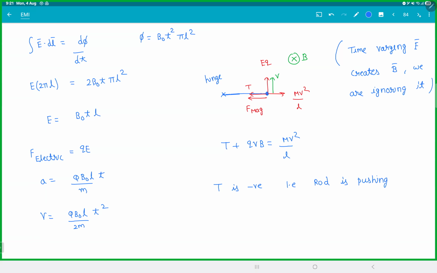So a time varying magnetic field creates an electric field, and that starts accelerating your charge, and you go in a circle, you get a centrifugal force. But now, because you gained a velocity, the magnetic force comes into the picture. Electric field is only there to increase your speed continuously.